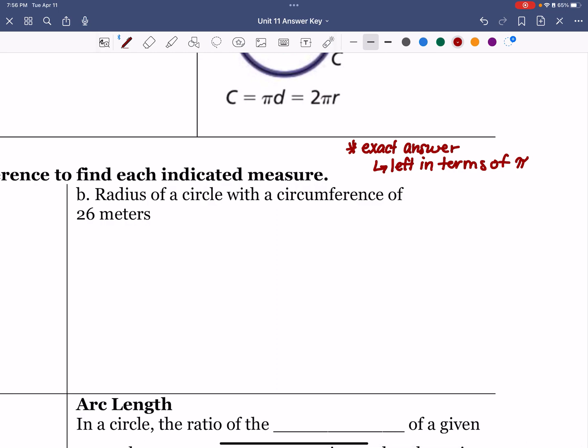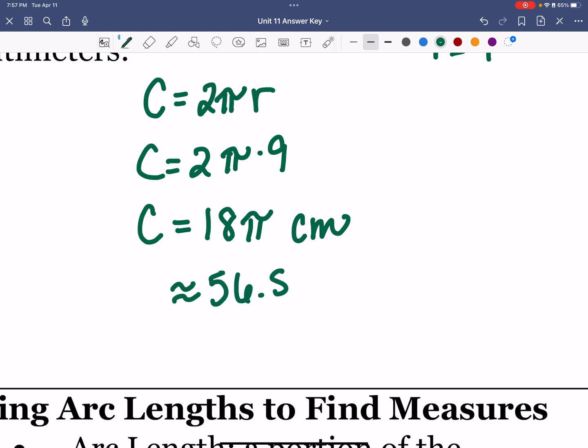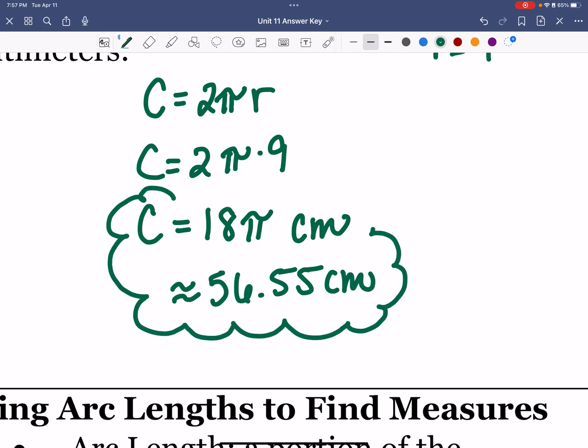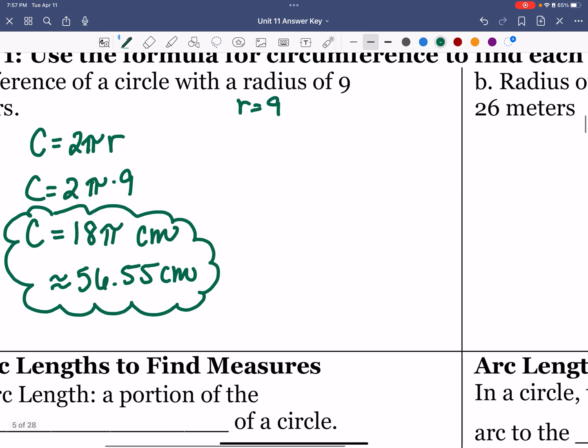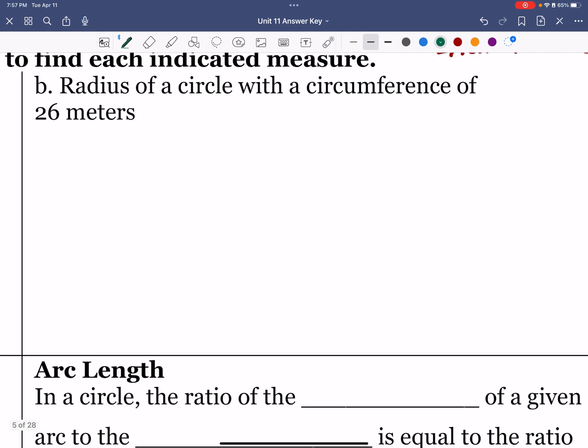So, going back to my problem, I have circumference is going to equal 18 pi, and we know that's centimeters. Now, if I want to round to the nearest hundredth, I can say that this is going to equal just about 56.55 centimeters. Okay. Moving on from this, we need to find the radius of a circle with a circumference of 26 meters.